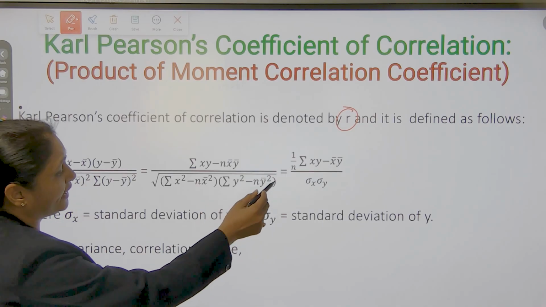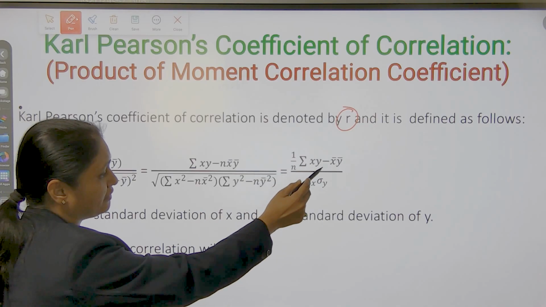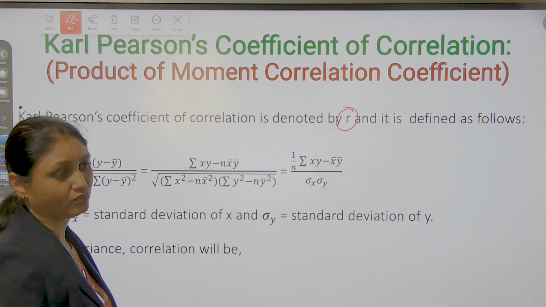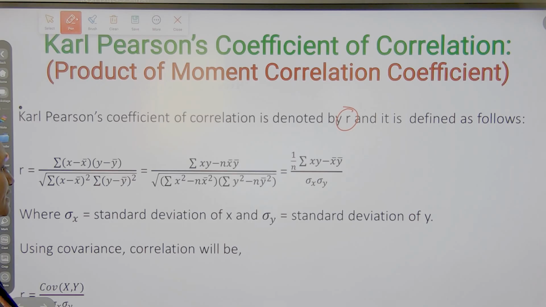Again, it is simplified as 1 upon n into summation xy minus x bar y bar upon sigma x sigma y. So here sigma x and sigma y are the standard deviations of x and y. So using covariance, correlation will be r is equal to covariance of x comma y upon sigma x into sigma y.